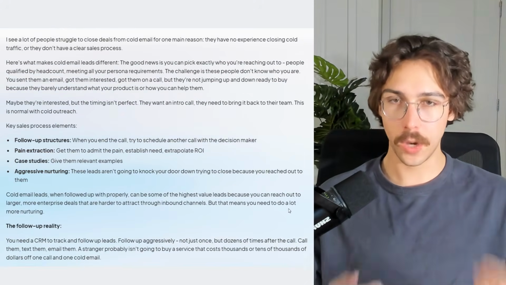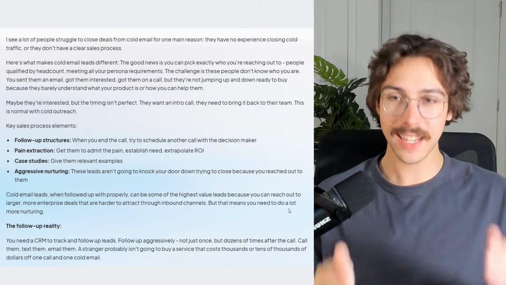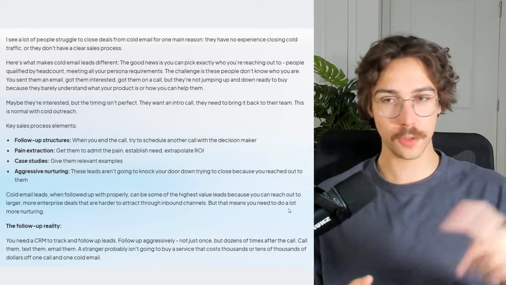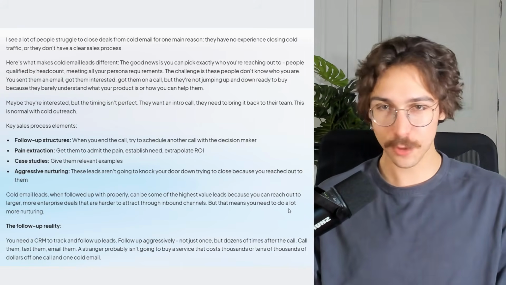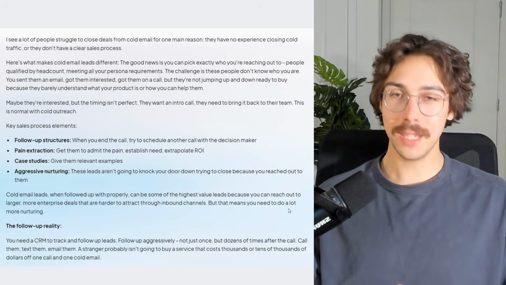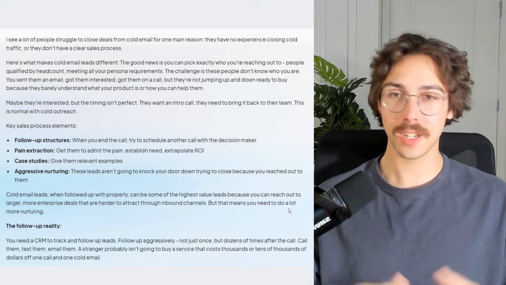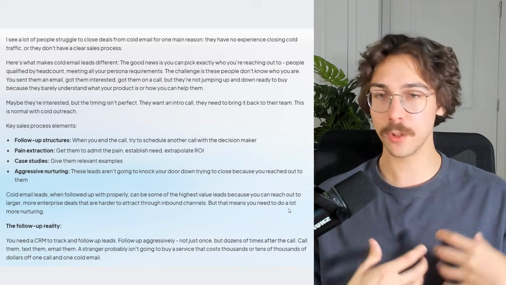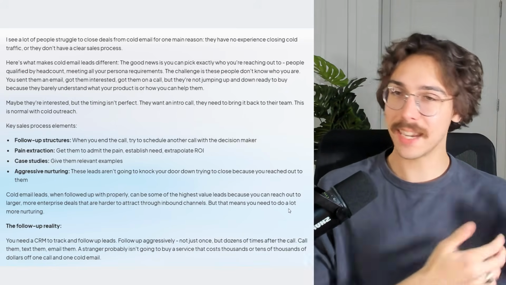Cold email leads, when followed up with properly, can be some of the highest value leads because you can filter for large people. You can filter for your best types of customers. You can filter for enterprise deals. But it means you probably have to do more nurturing than someone who comes inbound, which people who come inbound might be more aware of your services, but they might not be the exact perfect persona.